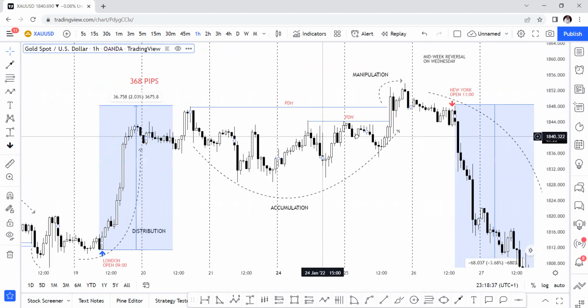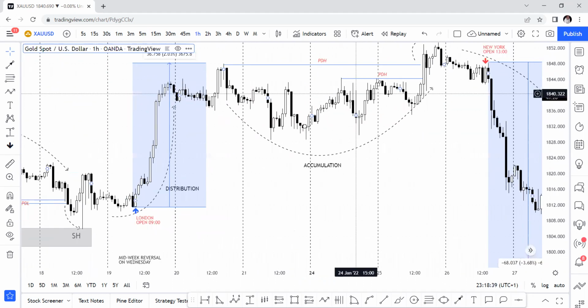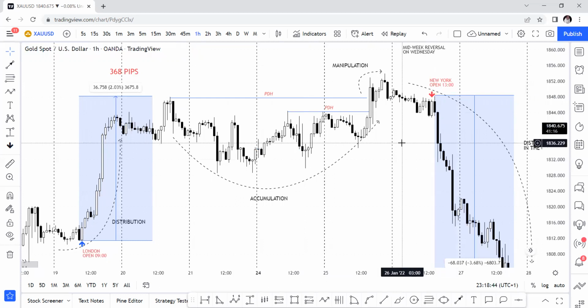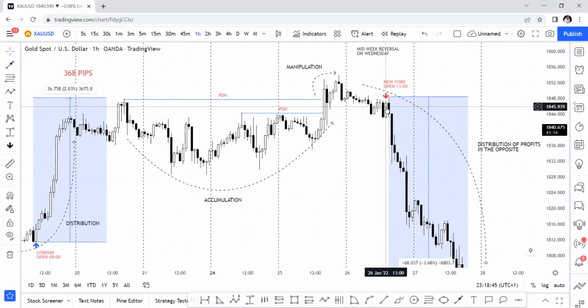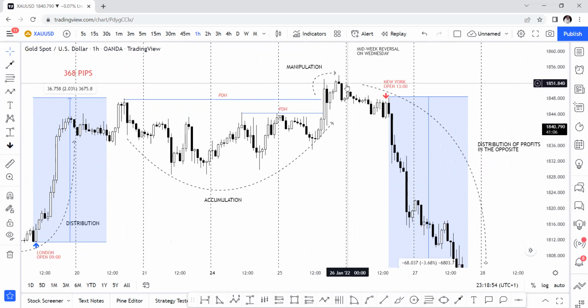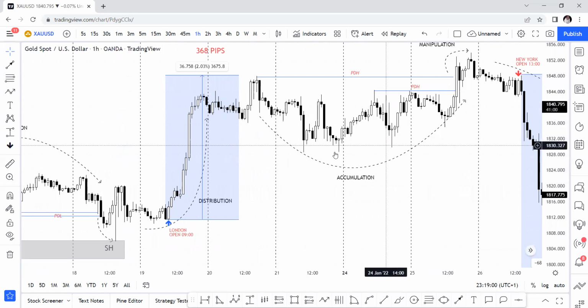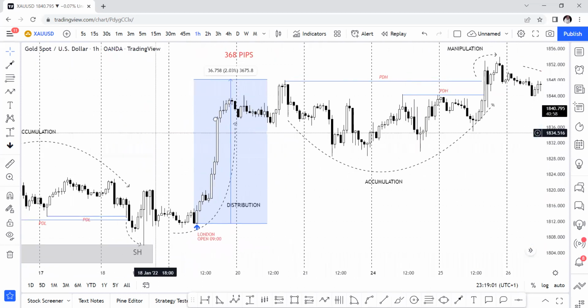Liquidity was taken out. Then we have a manipulation there. Then distribution of profit to the opposite started here at New York time. This was just a retest of it. If you are that aggressive, just put your stop loss above the stop point, then you start selling here. But you must have confirmed very well, even in a lower time frame.